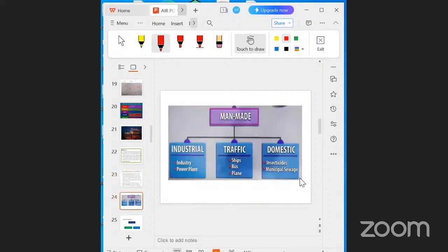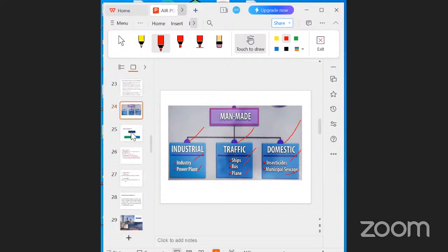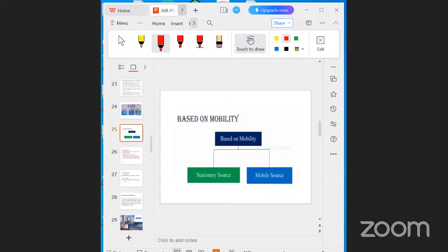Man-made pollutants are caused by human actions, such as industrial, traffic, and domestic. Industrial means industries and power plants, traffic means ships, buses, and planes, and domestic means insecticides and municipal sewage. Now, based on mobility, air pollution sources are of two types. The first one is the stationary source, and the second one is the mobile source.